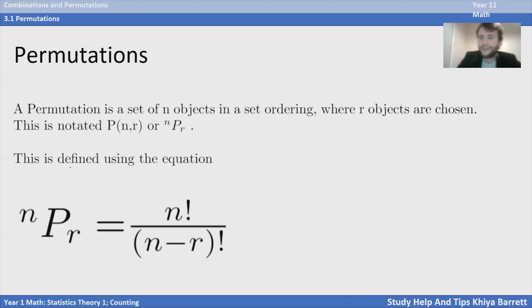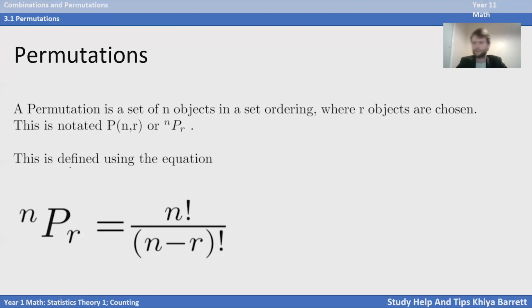A permutation is a set of n objects in a set ordering where r objects are chosen. This is notated or denoted nPr or Pnr, and it's defined using the equation nPr equals n factorial over (n take r) factorial.